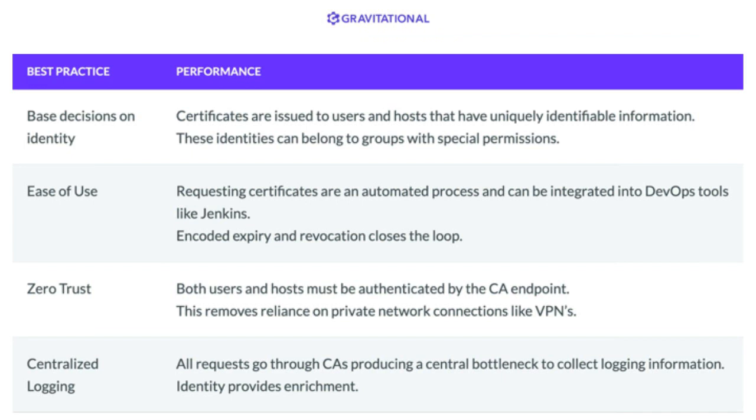So, base decisions on identity, not secrets. When certificates are issued to the user or to the host, they have uniquely identifiable information, right? These certificates can show an identifiable key ID as well as the principals that the certificate is valid for. You can further subdivide these certificates into groups with special restrictions like port forwarding or agent forwarding. And once you have a certificate authority up and running, your certificates can automatically be generated and integrated into some type of DevOps tooling.